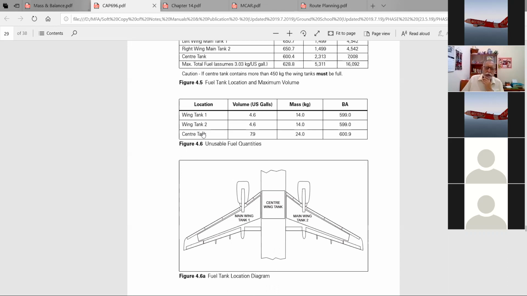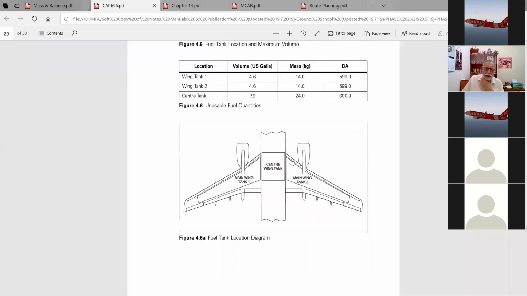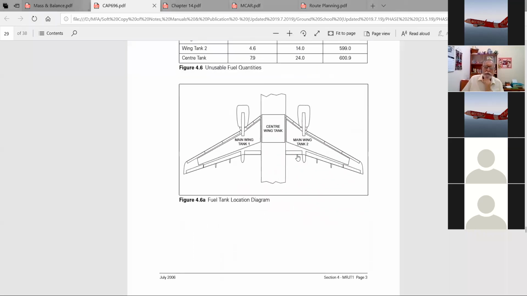Then he talks about your wing tank. Wing tank 1, wing tank 2 is given the location and the balance arm. Center tank, mass in kg, balance arm. These are the balance arms given for your center tank. So these are the things that we have to refer to as far as your MRJT is concerned. More about this when we do a little more calculations.